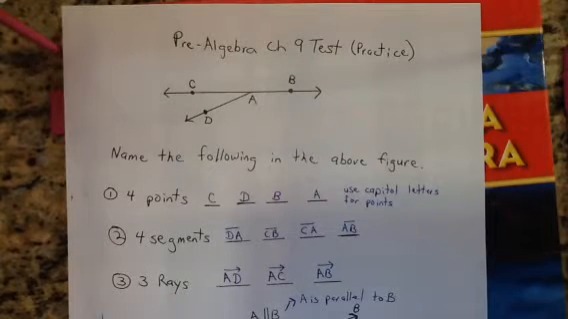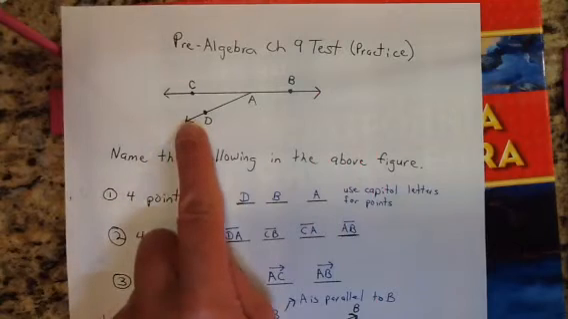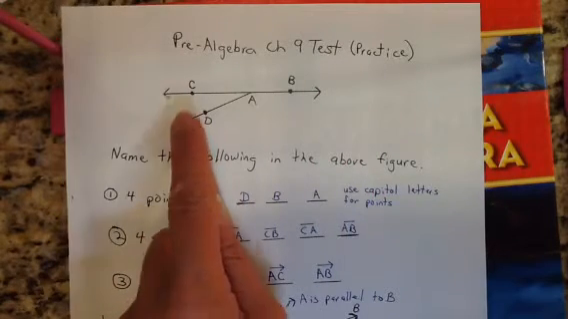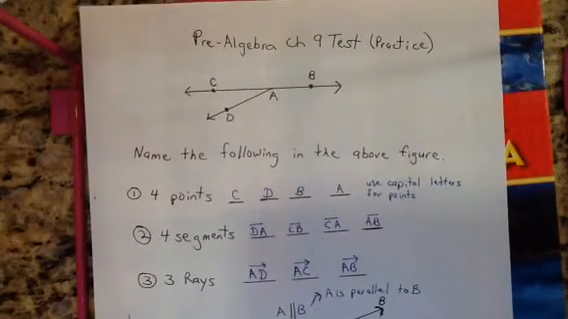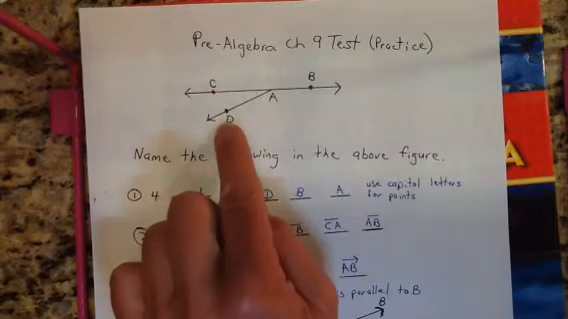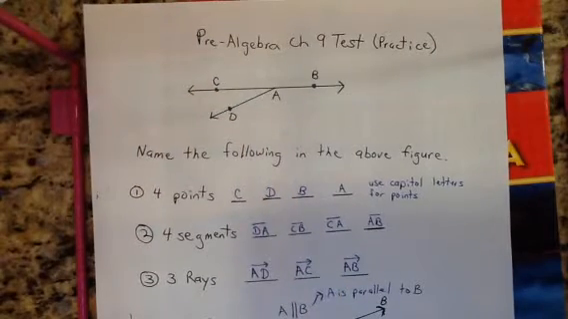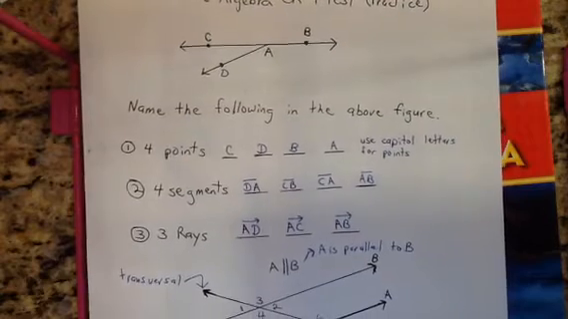Okay, we are going to review for the Prealgebra Chapter 9 test. Anyway, this is the practice test, and I have a drawing here of a line with a ray coming off of it, and there are points A, B, C, and D on this figure. So anyway, let's look at the questions related to that.